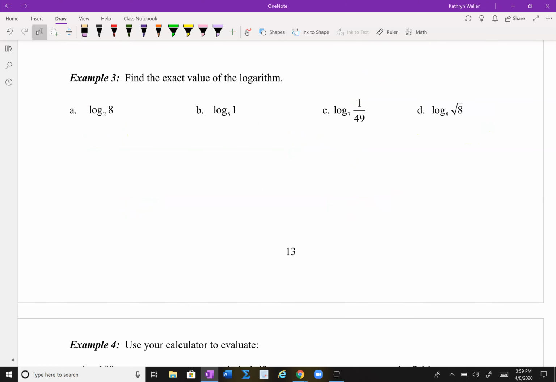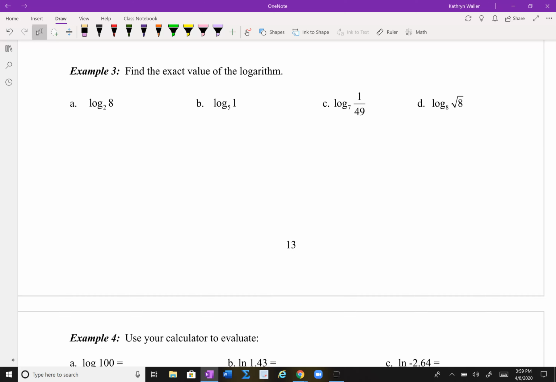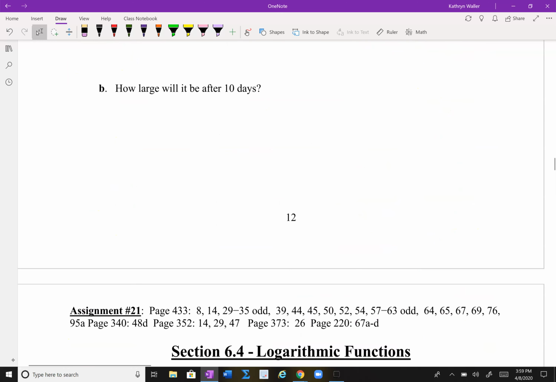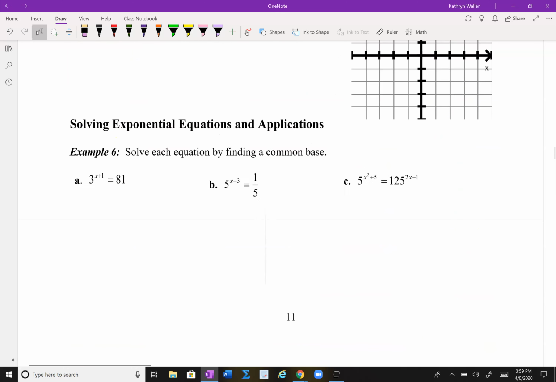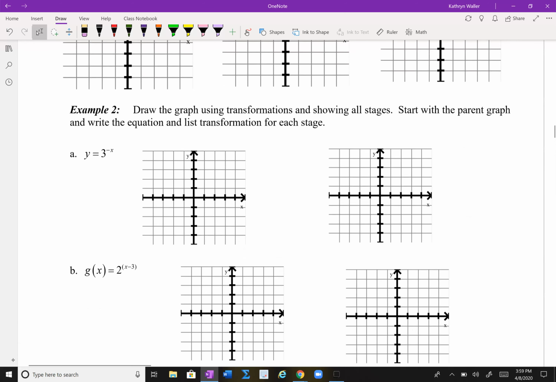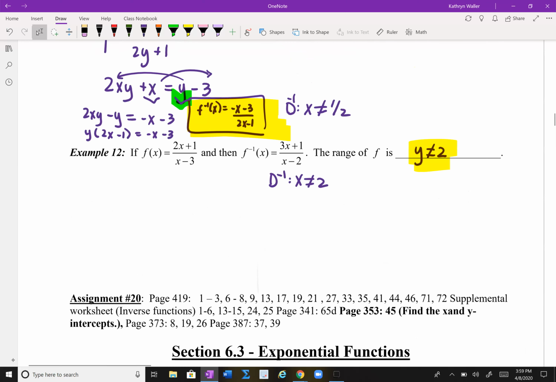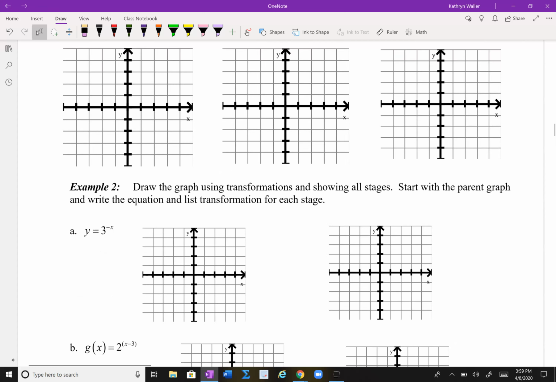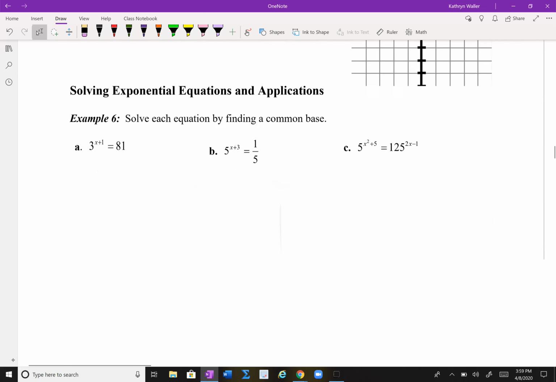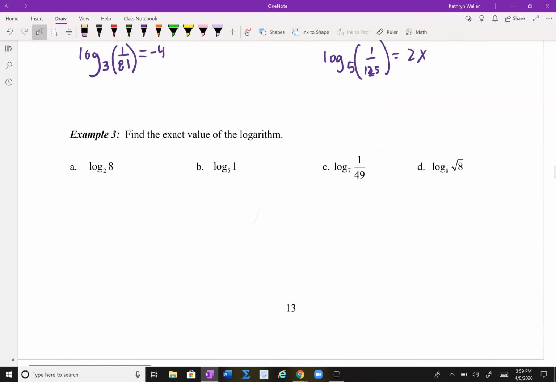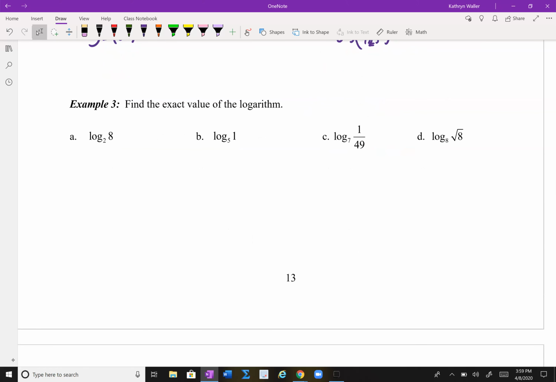Okay, so question 3, find the exact value of each log. These are hard because I didn't go through what you learned before, so give me 2 seconds. I just want to scan and make sure you've seen the rules. I'm so sorry, just give me 2 seconds. Okay, so we're right here. So here's what I want you to do.